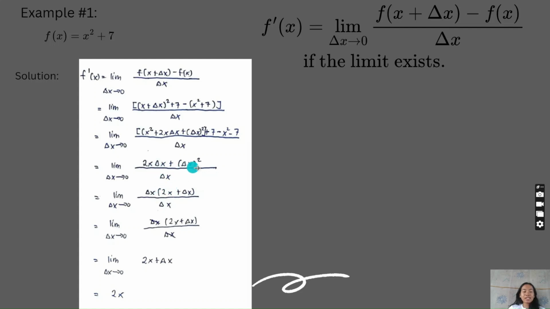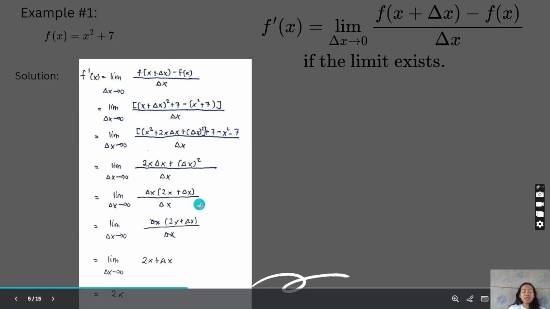And after that, since we have seen a common factor between two terms, let us extract it using its factor, which is delta x. So 2x delta x factored by delta x is 2x, and then delta x squared factored by delta x is delta x, all over delta x. Since delta x and delta x cancel, that gives us 2x plus delta x. Since delta x is 0, then 2x plus 0 is equal to 2x.